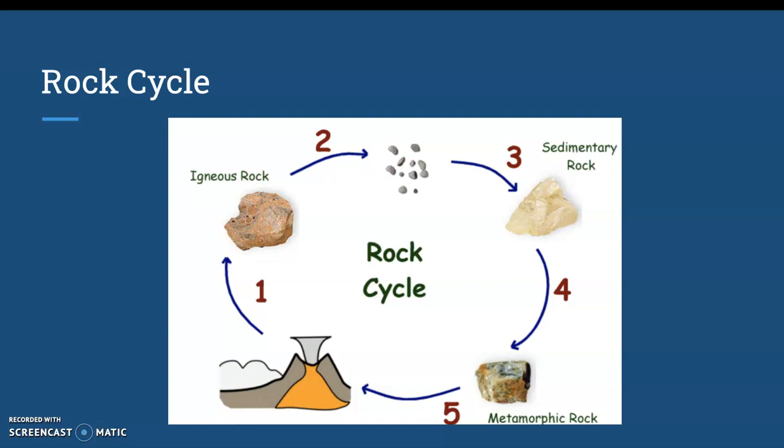The fifth and final step is when the pressure and heat get high enough, the sedimentary rock will metamorphose into a metamorphic rock, and the cycle will start all over again. So rocks don't always follow this type of cycle. They might change in a different order or go back to the same rock. It just depends, and it takes many years.